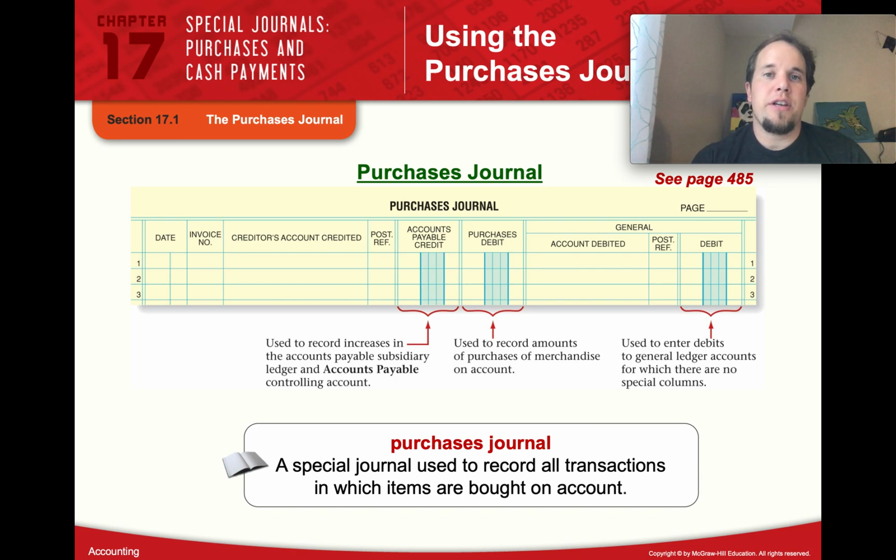So just as we looked in Chapter 16, where we focused on accounts receivable, in Chapter 17, we're looking at accounts payable, meaning that we're buying inventory, we're buying materials, we're making purchases on account from other businesses, and being able to put those into one document to keep track of what we're doing is known as the purchase journal. As you can see here, there are similarities to Chapter 16, but this one is focusing on accounts payable credit, purchases debit, and then it has a general column.